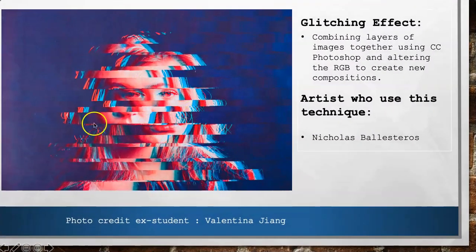Now this has been created on Photoshop, and this is the glitching effect that's become more and more popular. So this is where you alter the RGB and then you overlay a different section, so you get this sort of crossover effect. But it's really effective, so the glitching effect is really cool.